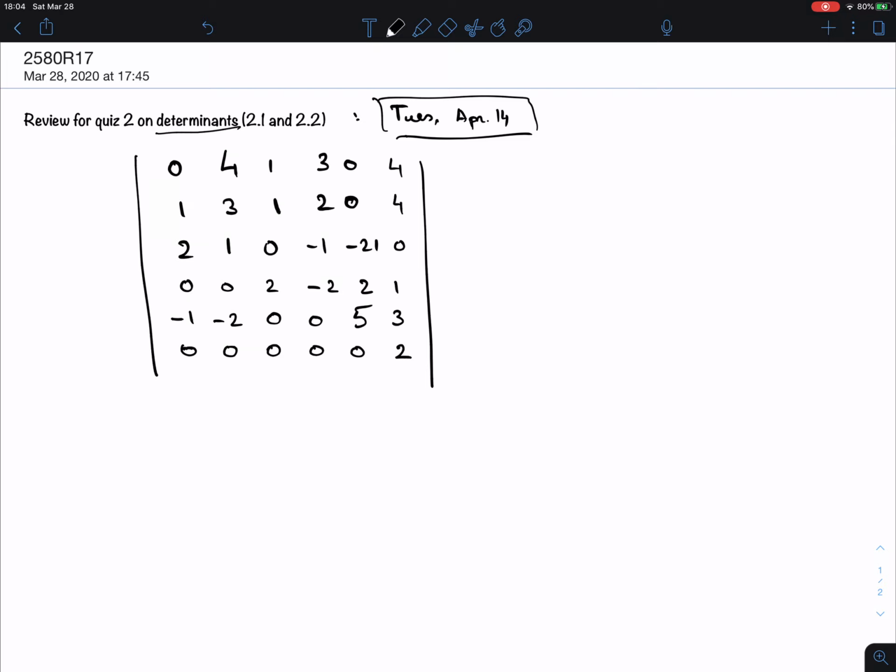But look at this row first. There are so many zeros here that I should really consider using this as a cofactor expansion. Okay, so if I do this, it means that I am going to expand here using row number 1, 2, 3, 4, 5, 6, row 6.